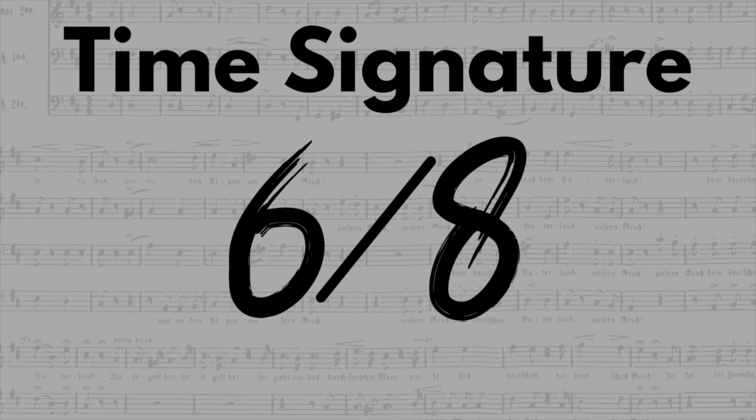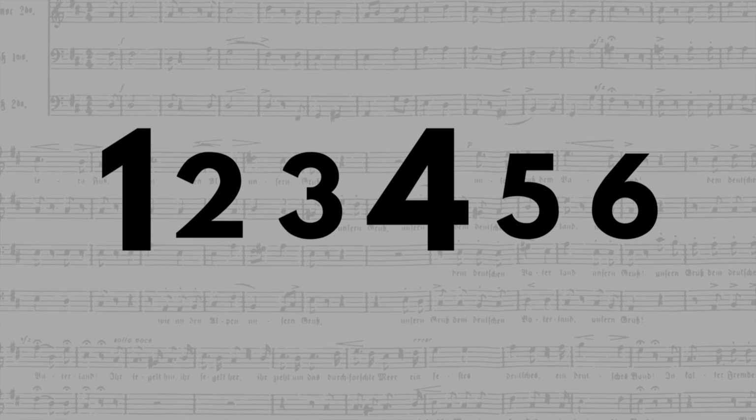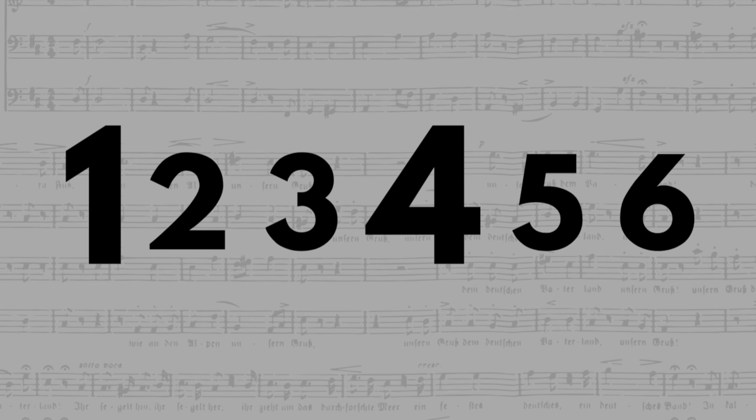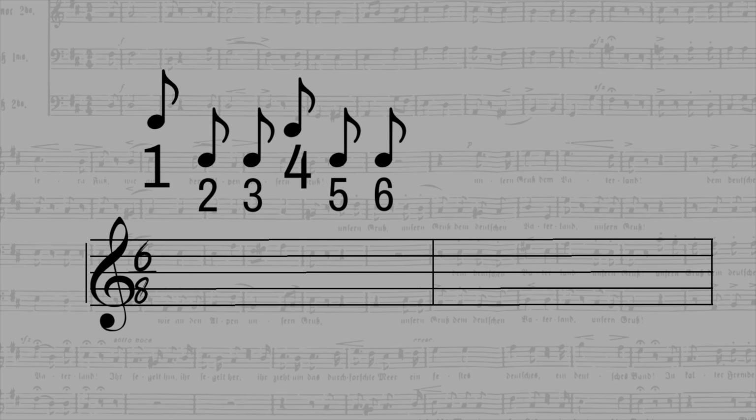Now let's talk about the rhythm. This piece is in 6/8. In a 6/8 time signature, you can think of the music as being divided into 2 main groups within each measure. The first group is 1, 2, 3, and the second group is 4, 5, and 6. When you count or play music in 6/8, emphasize the 1 to start the first group, then lightly count 2 and 3 to finish it. Next, emphasize the 4 to start the second group, and then lightly count 5 and 6 to finish it.